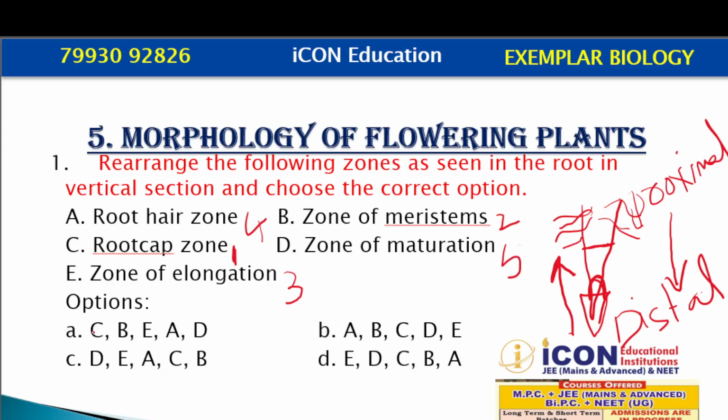So, C1 is there only in the first option, that is option A: root cap zone, then zone of meristem, then zone of elongation, then root hair zone, then zone of maturation. Okay. So, the correct answer is A.